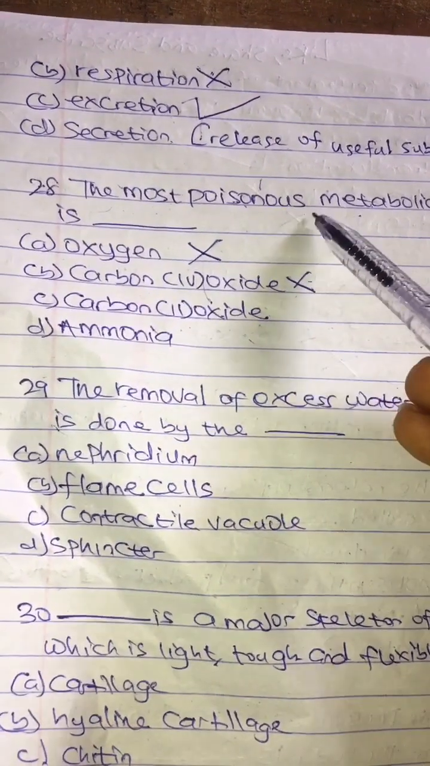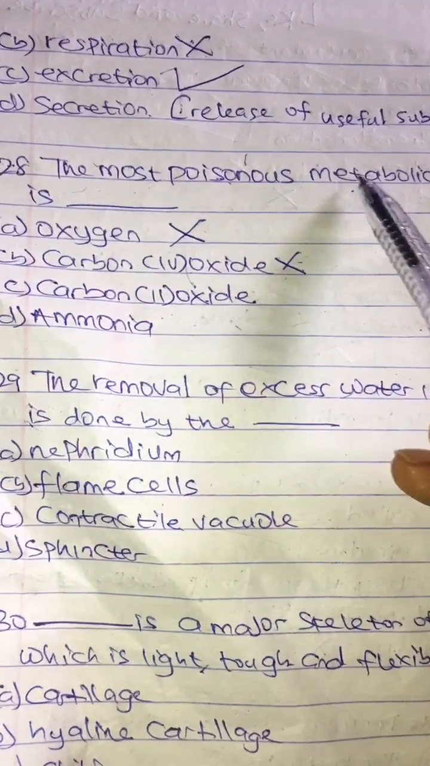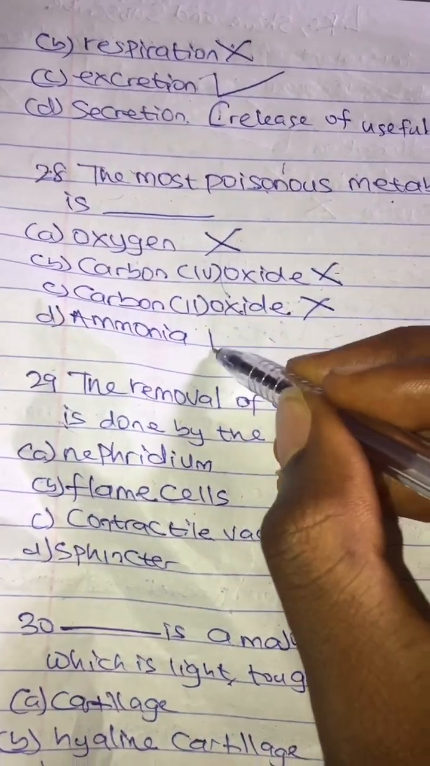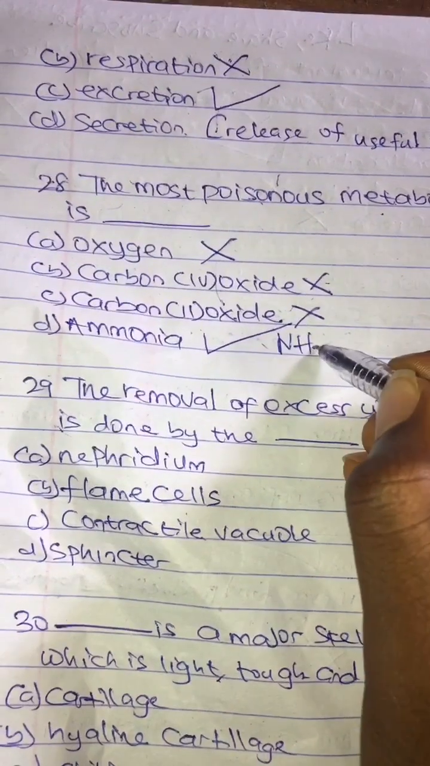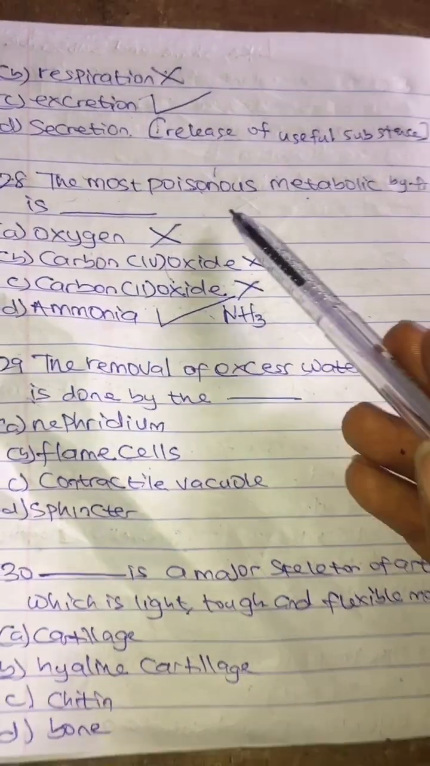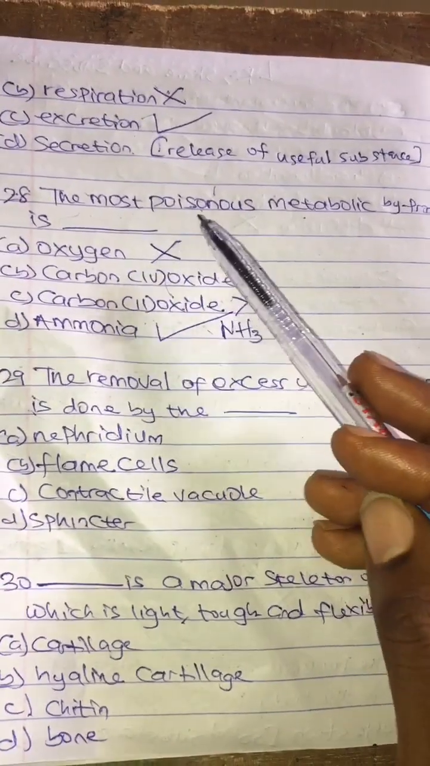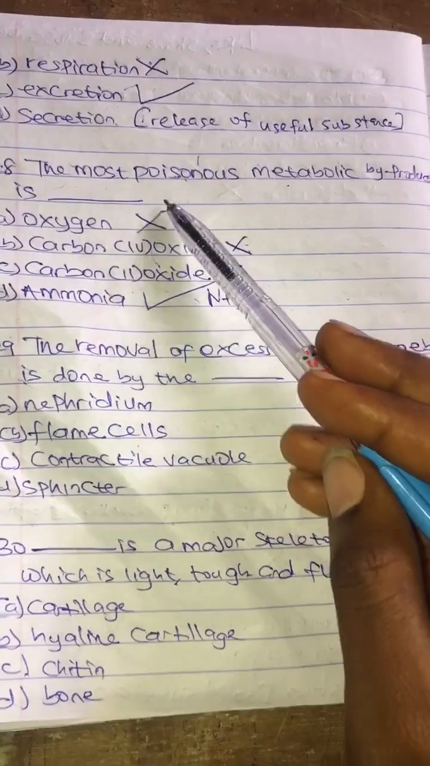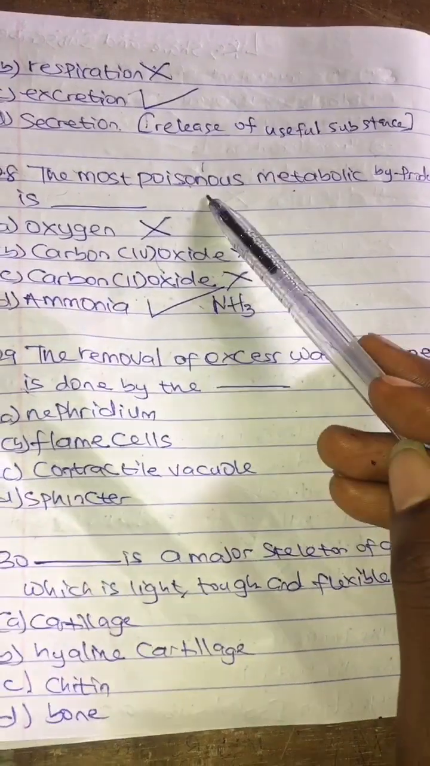It's also poisonous, but they say the most poisonous there is ammonia. Don't dare try it. NH3, ammonia, is very, very poisonous. So you guys should notice. They can ask in your UTME exam. You should note this one. So anytime you see this kind of question, you should be able to attempt it well.